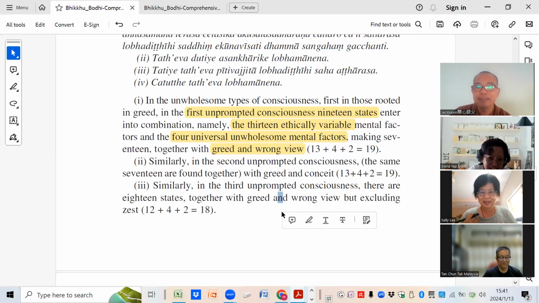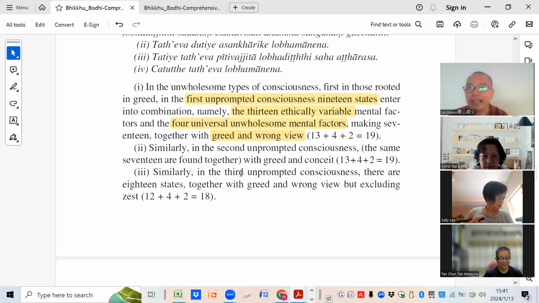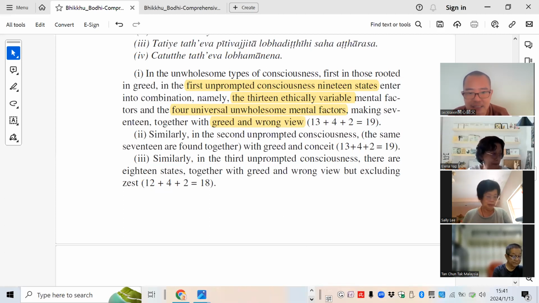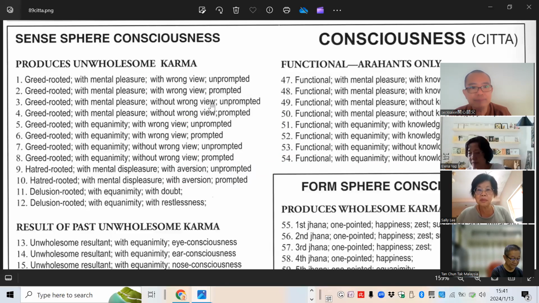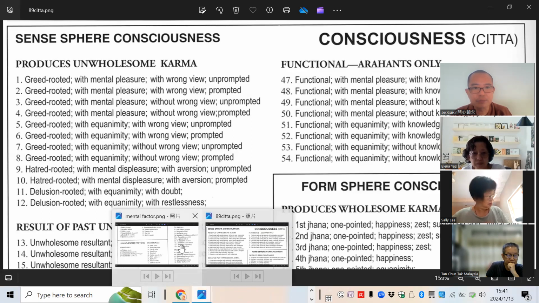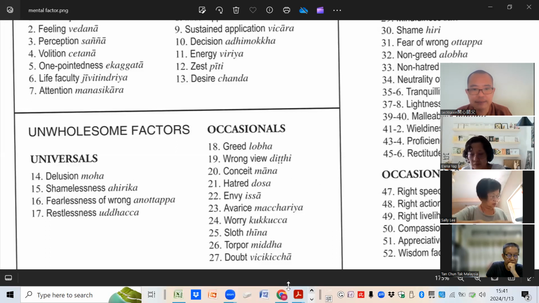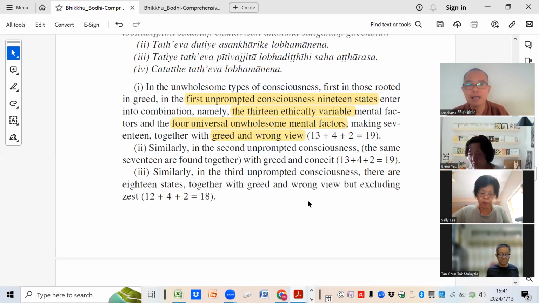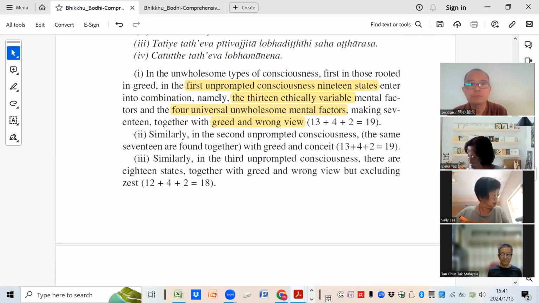Yeah, sure. Okay. Then take a look here. Similarly in the second unprompted consciousness, we go to the second one. Let's take a look. See what is the second unprompted. Let me see first. Wait, let me confirm something first. Is there anything wrong in the second unprompted consciousness? This is the first unprompted. Okay. First unprompted consciousness.